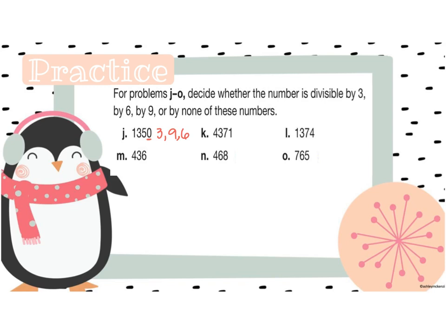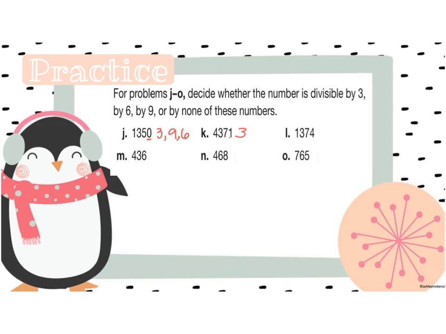Okay, what about K? Okay, I see some people with 3 for K, and I also see some people with none. Let's double check it. 3 plus 7 is 10, plus 4 is 14, and 1 is 15. What can you divide 15 by? 3. So it would just be 3. Why would it not be 9? Because 9 can't get divided by 15. Very good. You can't divide 9 into 15 evenly, right? And then it can't be 6 because why? It's not even. Good.